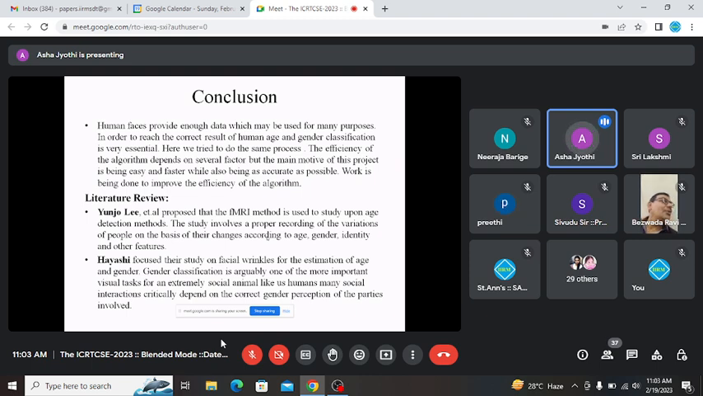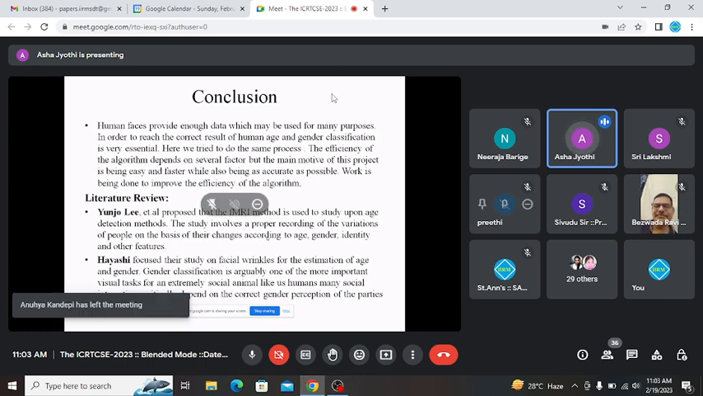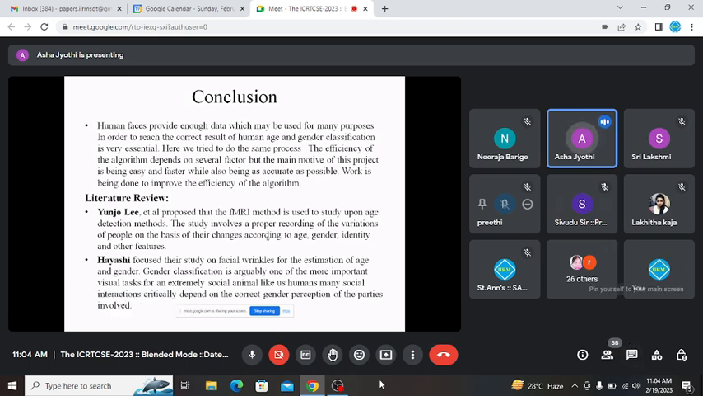Conclusion. Human faces provide enough data which may be used for many purposes. In order to reach the correct result, human age and gender classification is very essential. Here we try to do the same process. The efficiency of the algorithm depends on several factors, but the main motive of this project is to be easy and faster while also being as accurate as possible. Work is being done to improve the efficiency of the algorithm.